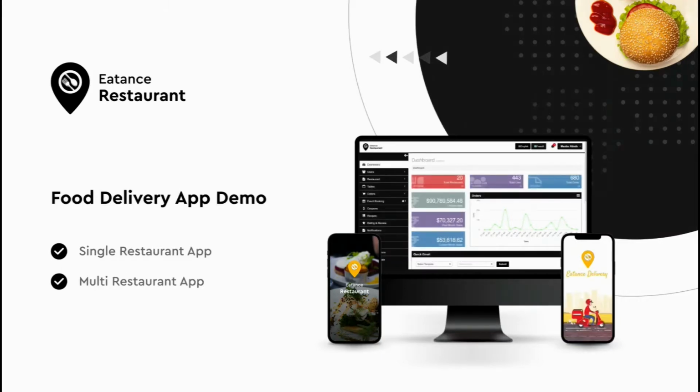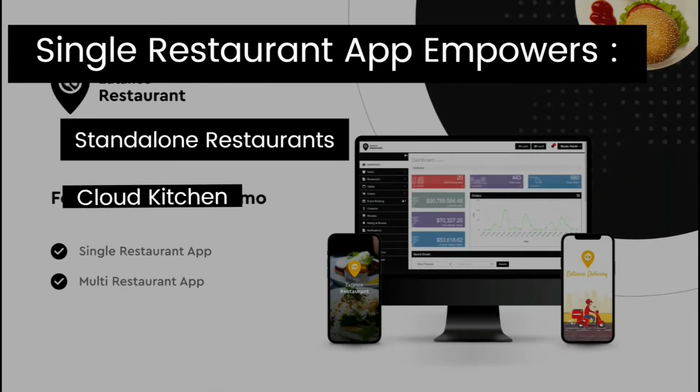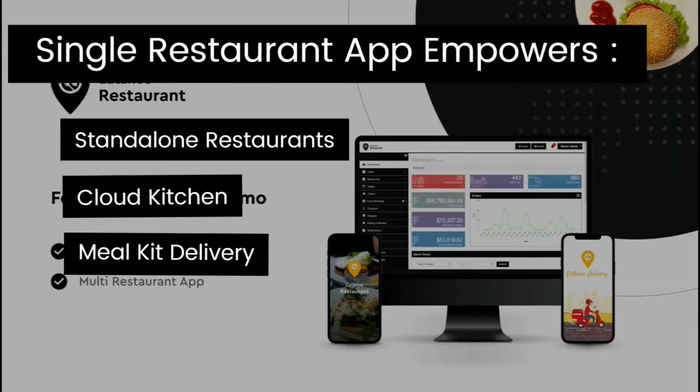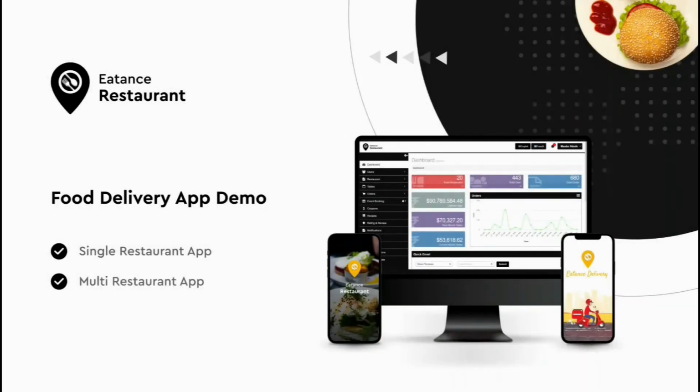Before we begin, allow me to share a brief description of our restaurant app offering. We have two restaurant apps for two separate business models. One, single restaurant app with self-ordering feature, and two, multi-restaurant app. Single restaurant application is created to empower standalone restaurants, cloud kitchen, meal kit delivery, and food trucks, etc. The unique self-ordering feature adds to brand value, giving it a digital touch and makes the operation more efficient.